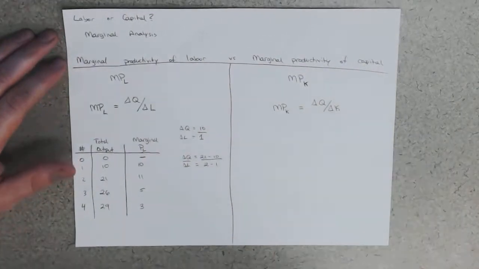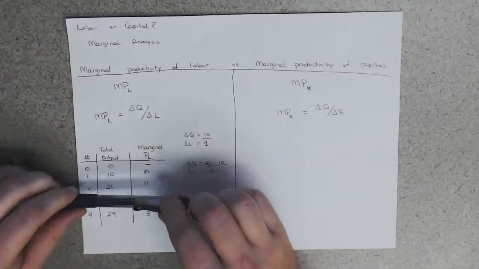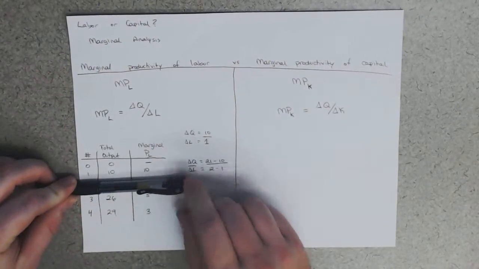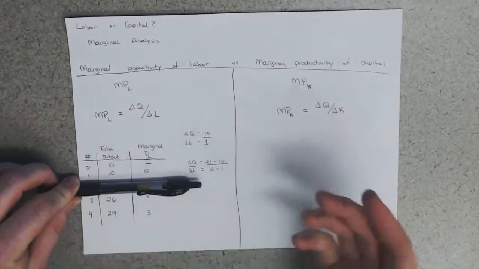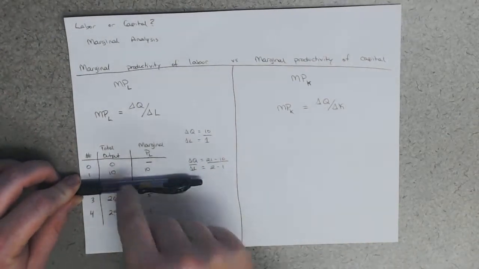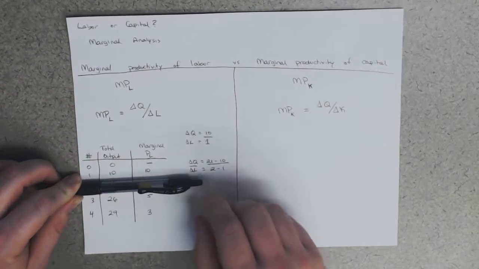Okay, but if you don't have data, so let's say you didn't have data for the second one here, right? How could you figure out the marginal productivity of labor of the third one? Well, what you would do, right, is you'd go from 10 to 26, right? So that's 13 up here.